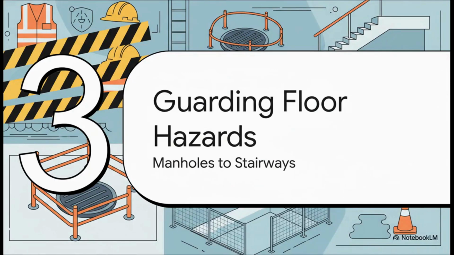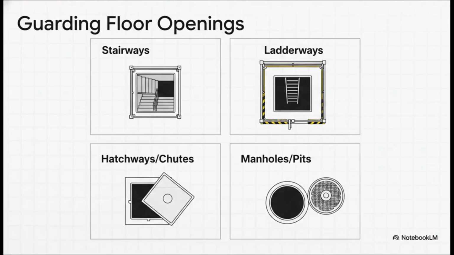Okay, so we've got the language down. Now for the fun part. How do we actually guard these things on site? This section is all about the real-world application of these rules. The standard gets really specific because every type of opening has its own unique risk. For a simple stairway, you need a railing on all the open sides.